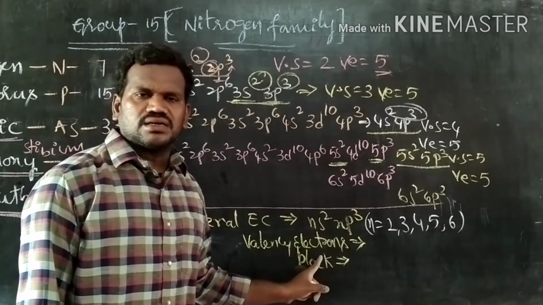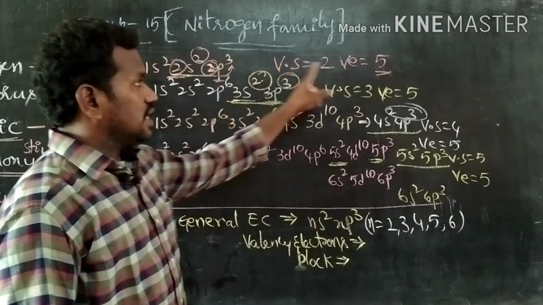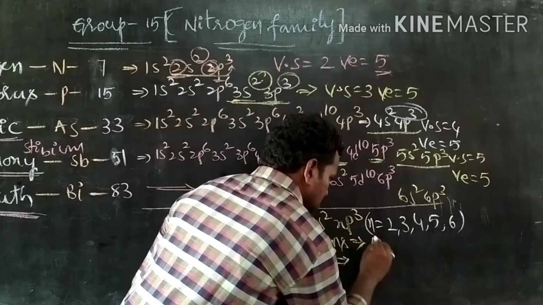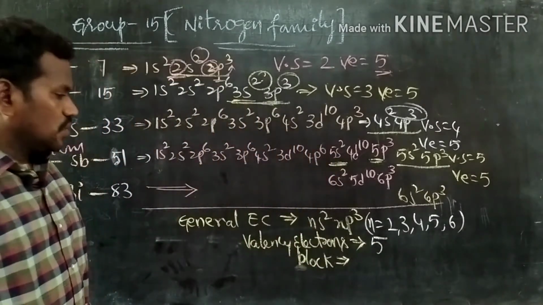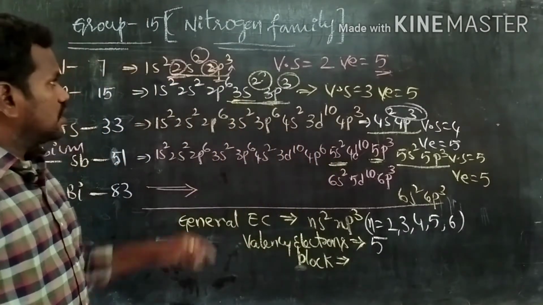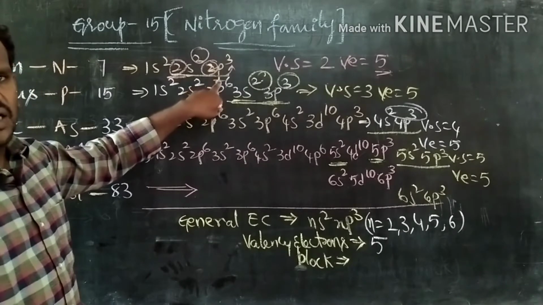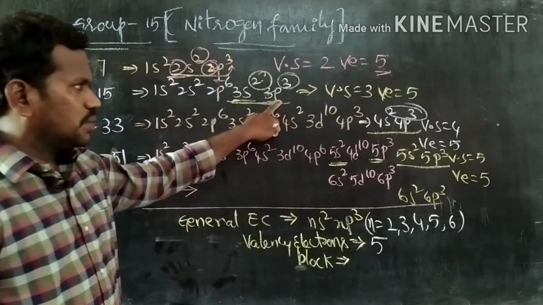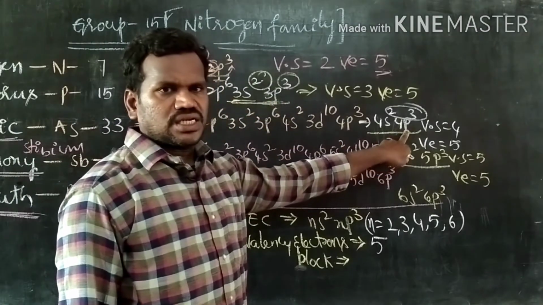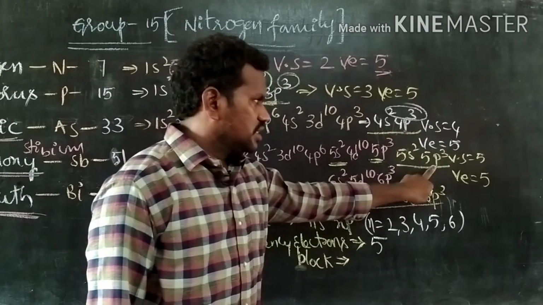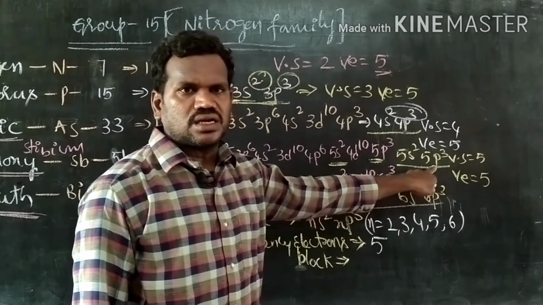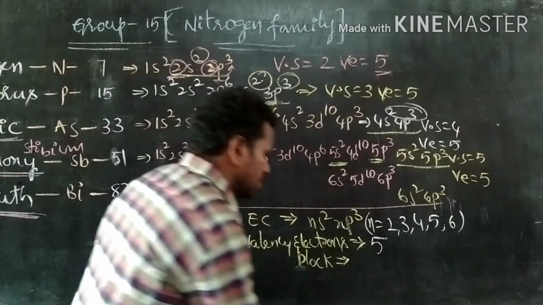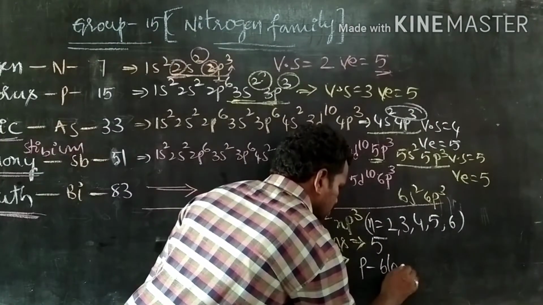Now, what are the valency electrons? The electrons in the outermost shell are nothing but valency electrons. Here the valency electrons are 5, here also 5, here also 5. So the valency electrons are 5. Now, which block do these elements belong to? The differentiating electron enters the p orbital here, here also, and in this case also. So this group, the 15th group, belongs to the p block.